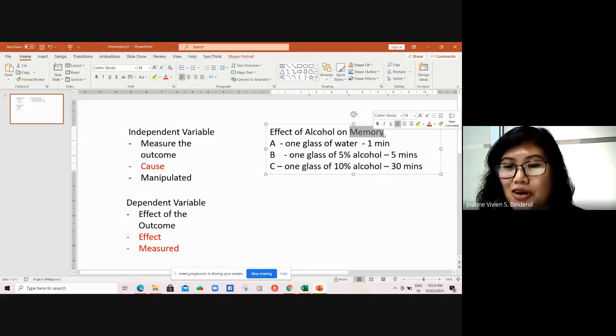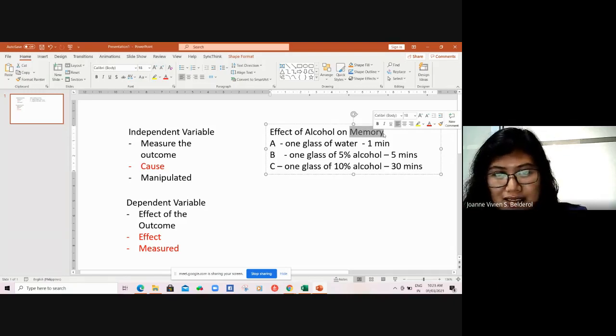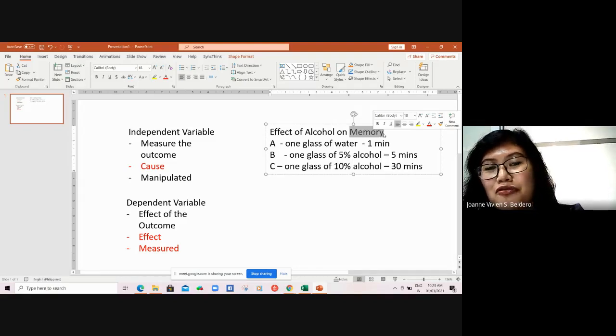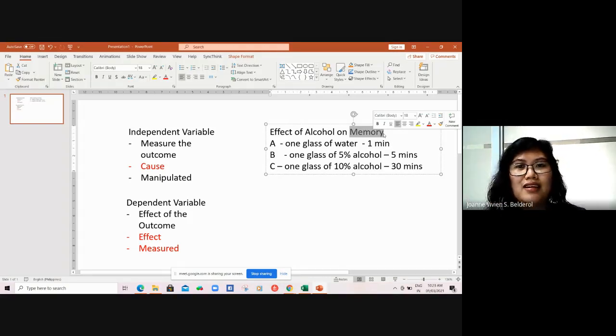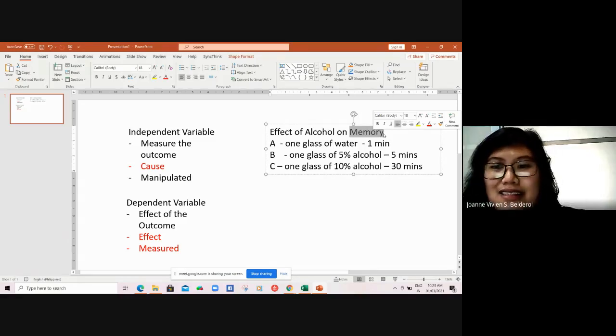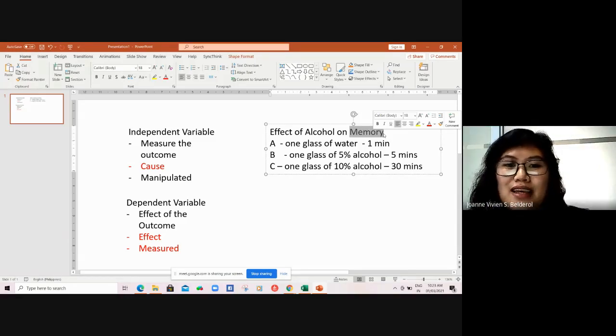Alcohol, ma'am. Alcohol, correct. How did you alter or manipulate alcohol? The percent: 0, 5%, and then 10%. So alcohol is your independent variable. What affected memory is actually alcohol. So memory is dependent on your amount of alcohol intake. That's why memory is your dependent variable. Okay? Is that clear? Independent and dependent variable.